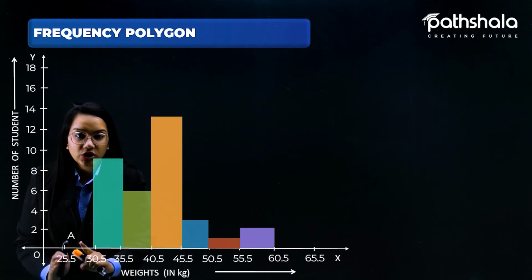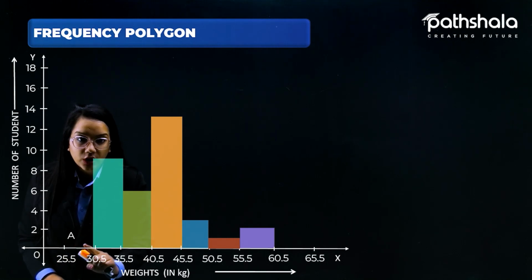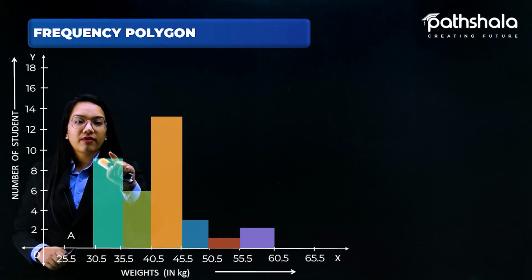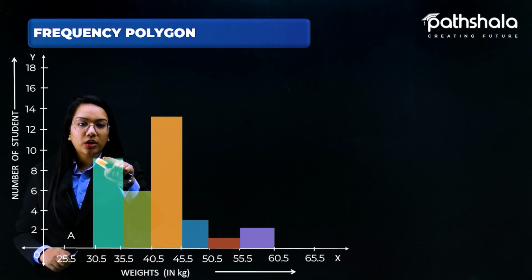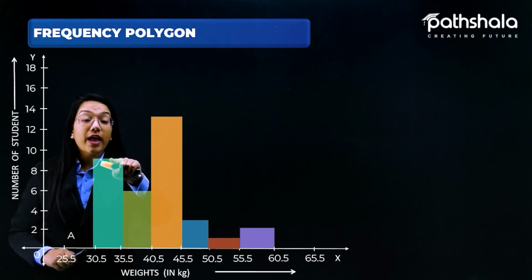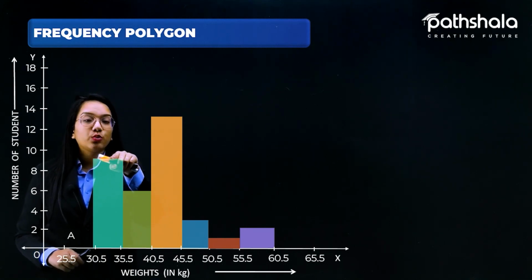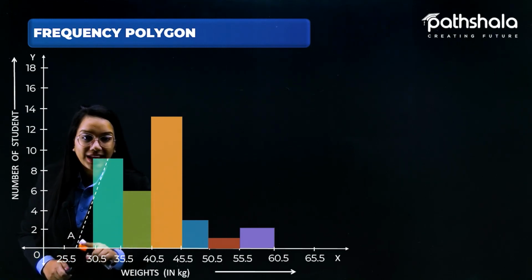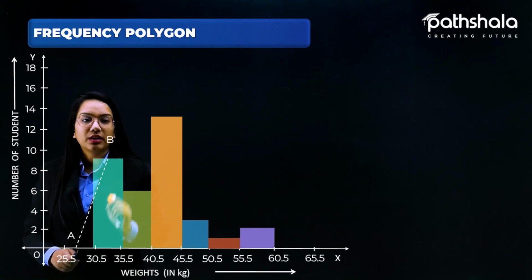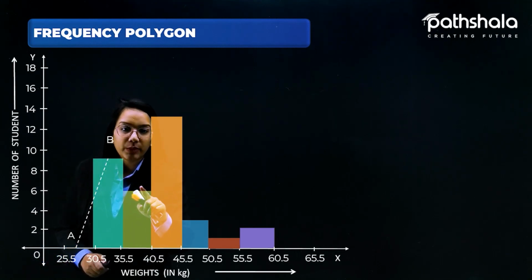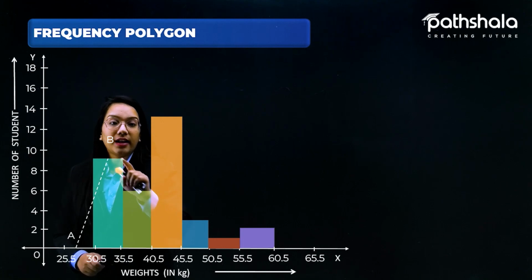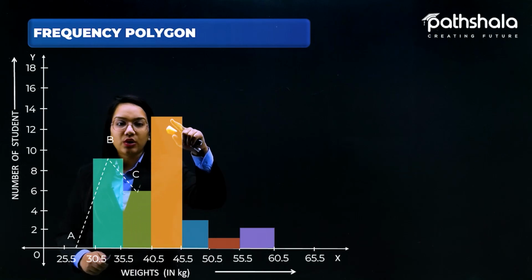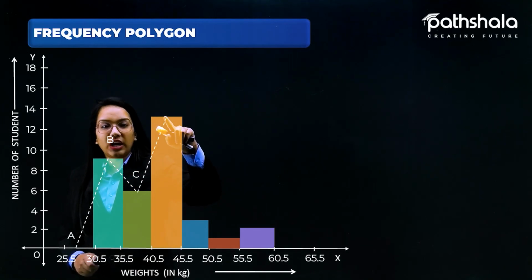Let us suppose I take the midpoint of this particular class interval as this point, which is A, and I take the midpoint of this class interval as this point. I have to join all these midpoints with a line. Let us suppose I join the midpoint A with this midpoint, and I call it B. Similarly, I take another midpoint C, and I join B with C, and further I take a point D, the midpoint over here, and join it as well.